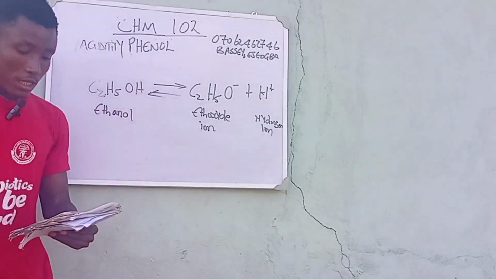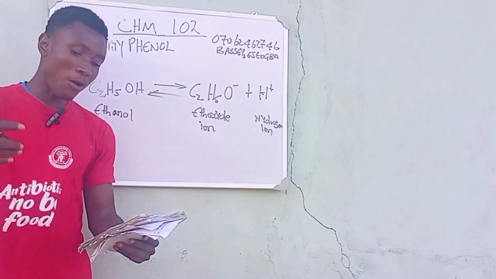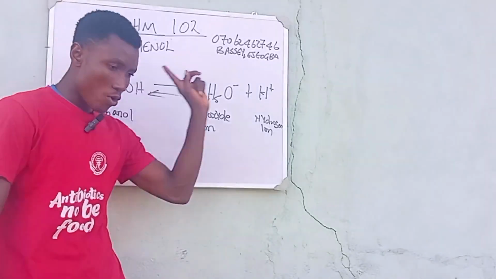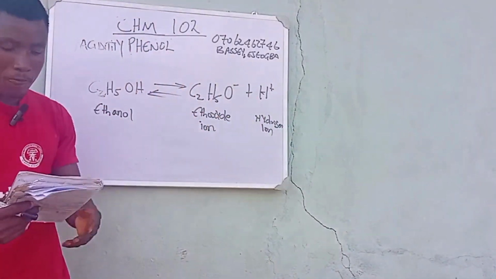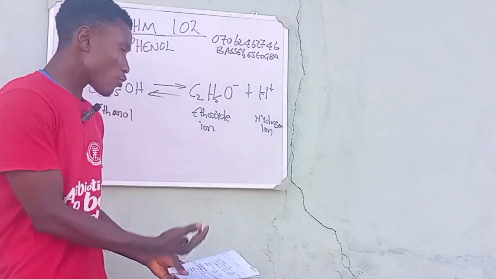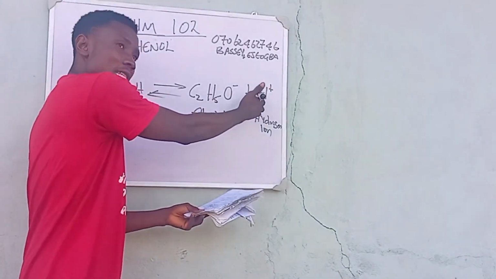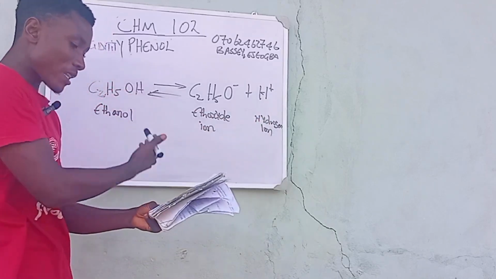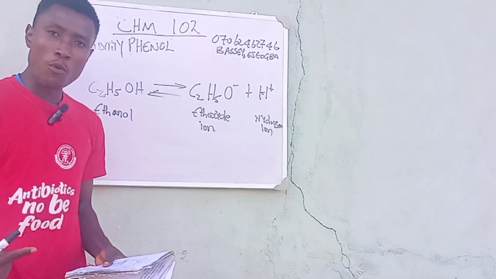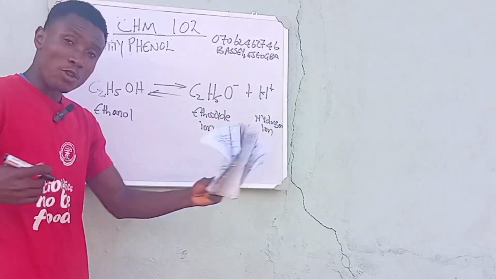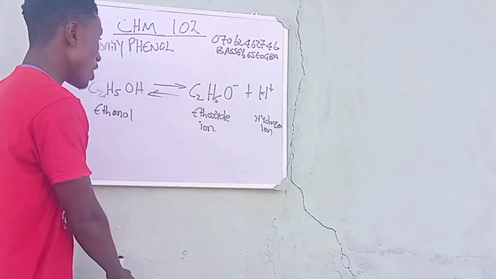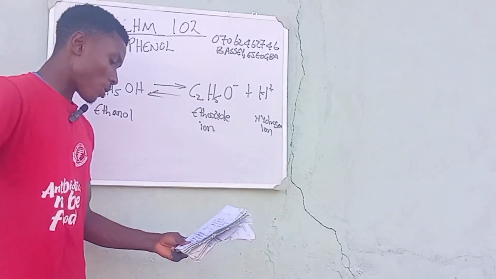Now if you check, it dissociates to give hydroxide ion and hydrogen ion, but this reaction is a reversible reaction. That means this reaction can go forward and can also come backward. As the hydroxide ion and hydrogen ions are formed, they combine back to form ethanol, thereby reducing the concentration of hydrogen ions in that sample.